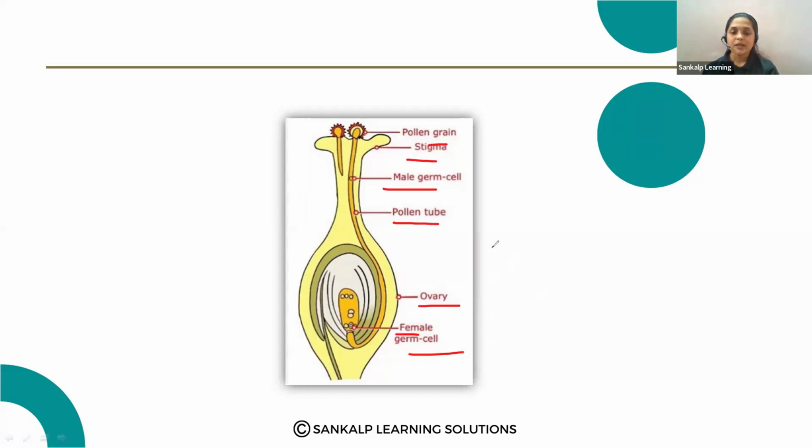Remember, sometimes they will say label this part, like label the pollen grains or label the female germ cell. Sometimes they will not. So when they only give the question, just draw the diagram, at that time you should draw the diagram and label the parts.